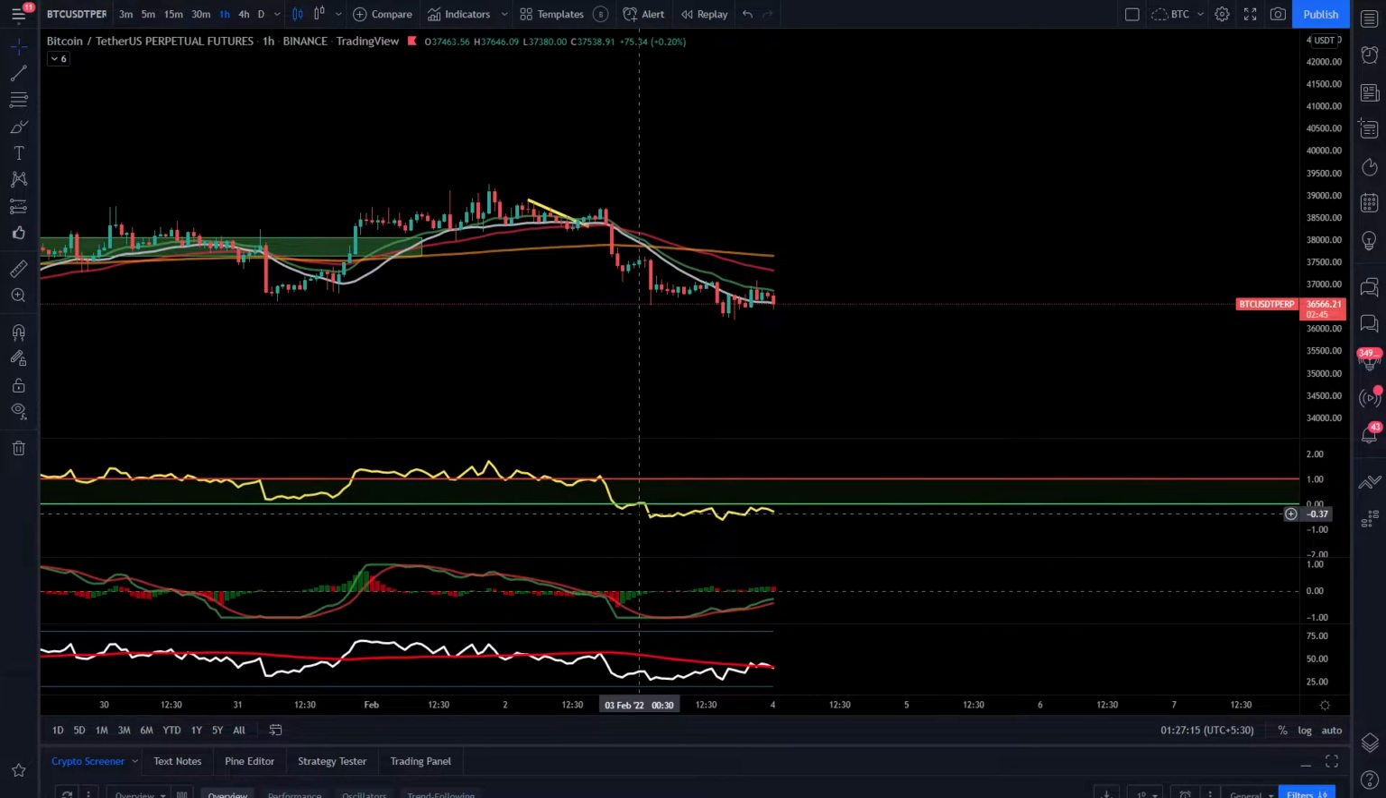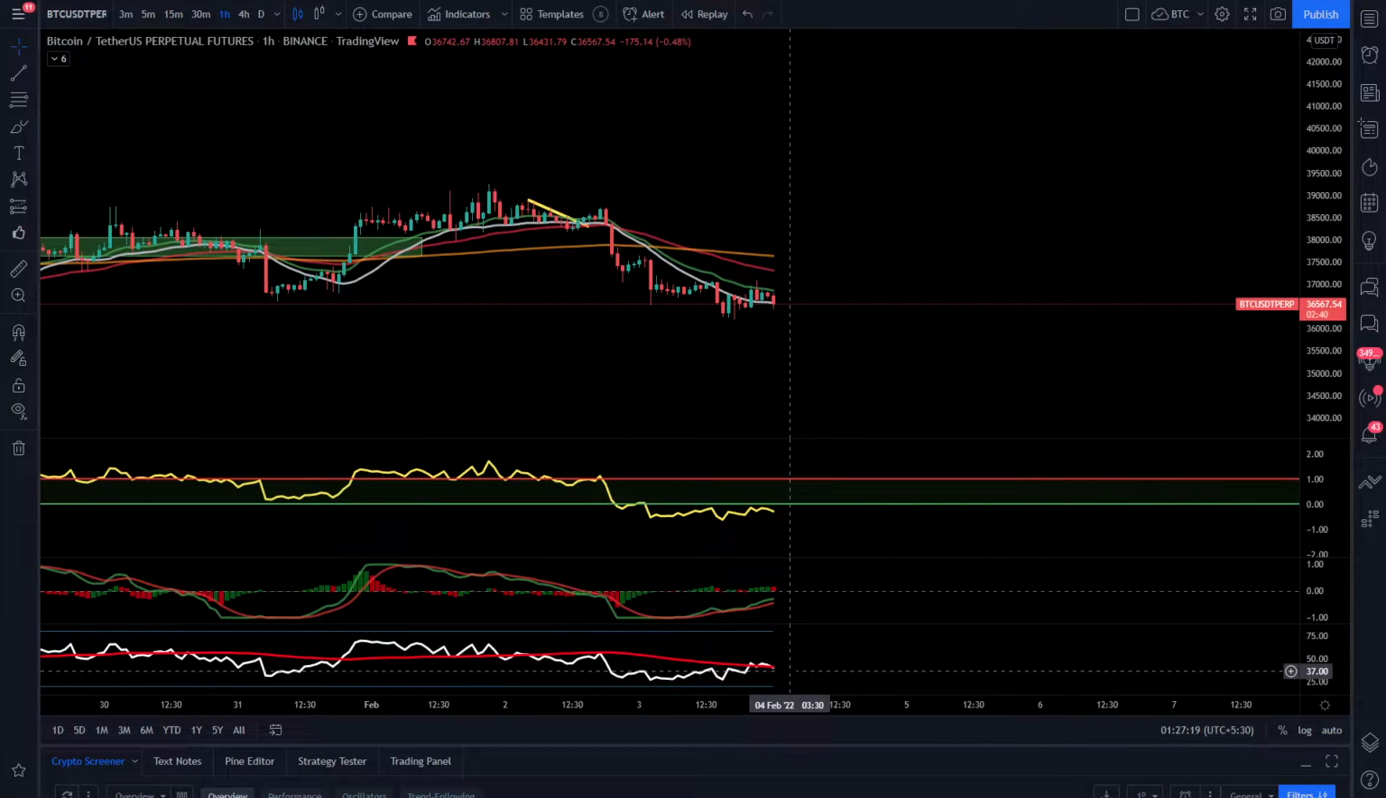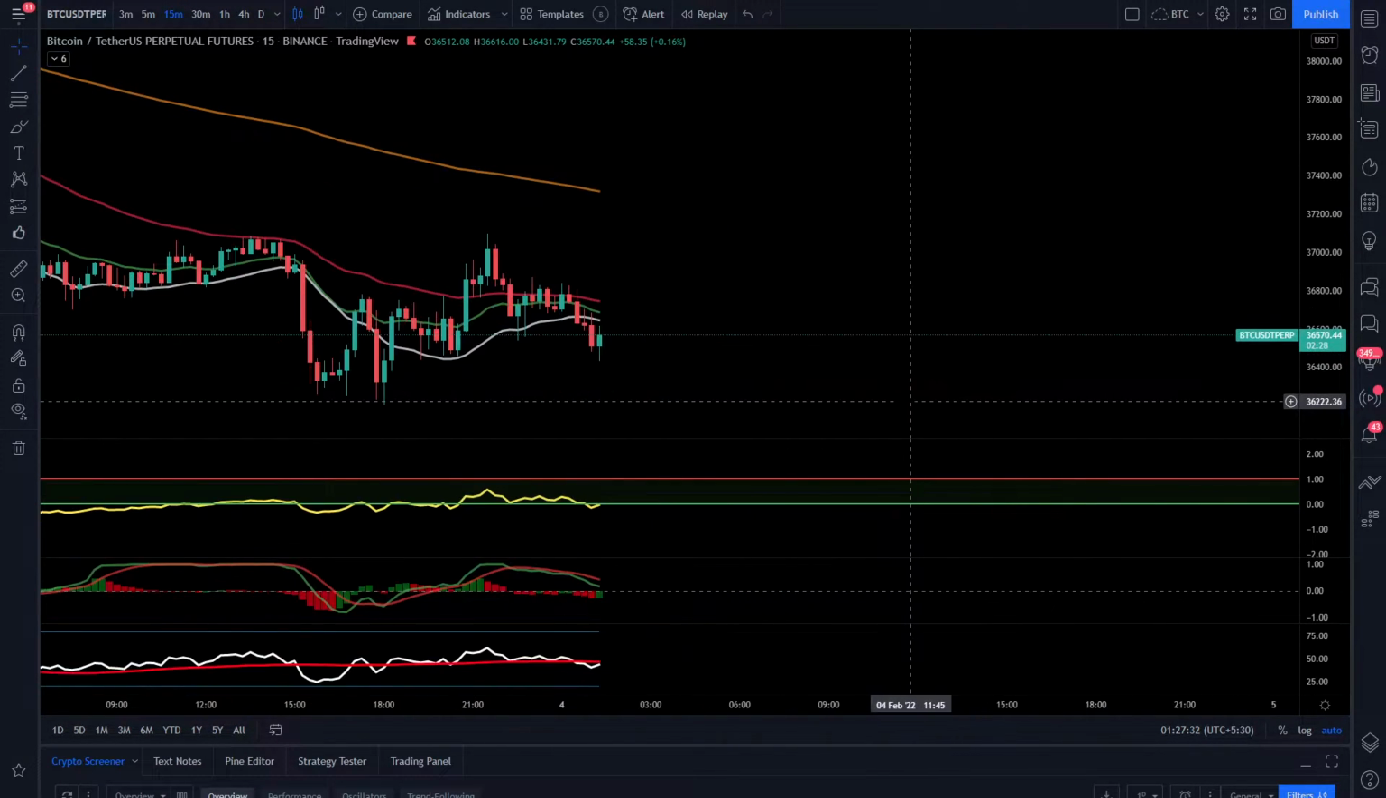On 1 hour, the BB strategy has already given us the sell signal. The RSI is below 50 on a sell position. The MACD is swinging downwards. So this has already happened. Let's get back into 15 minutes and see what's up right now.